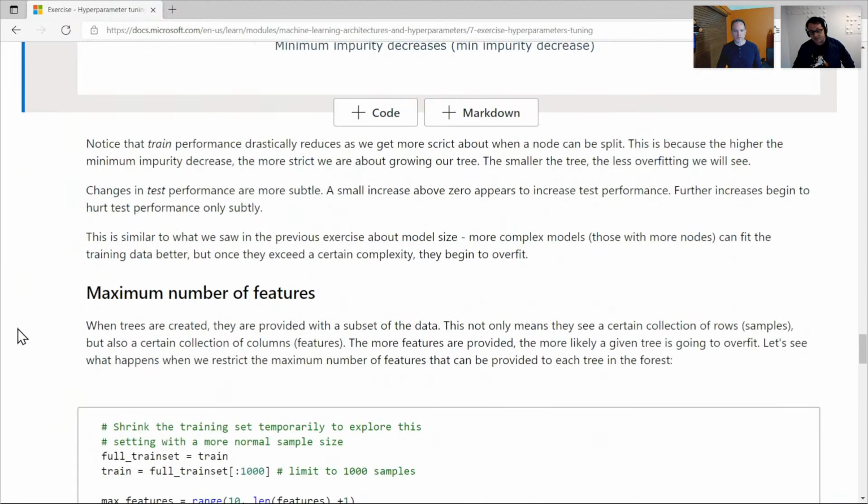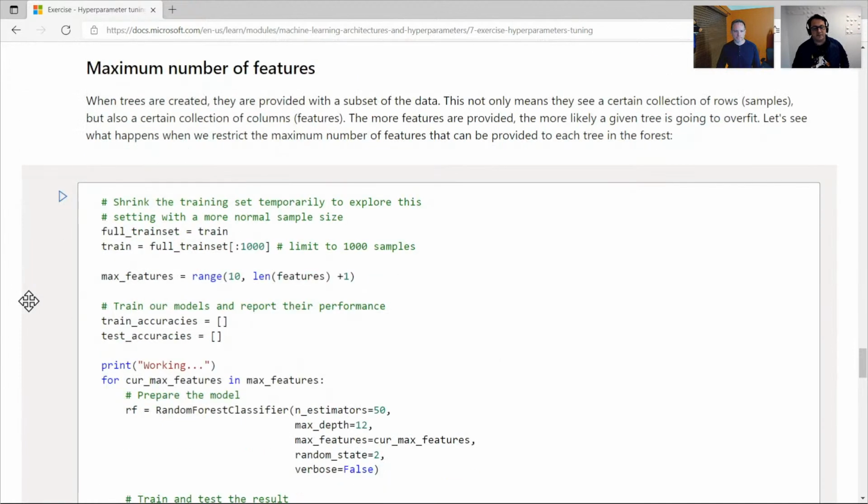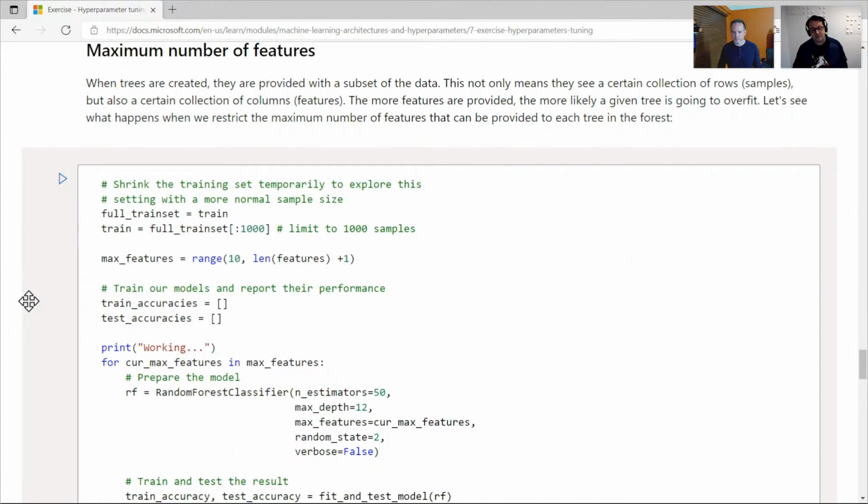Okay, and the other aspect is the maximum number of features. We lightly touched on that in the previous example, but we've got 53 features going into our data set, and we could essentially limit the number. So here we've got max features, which is a range between 10 and the length of the features plus 1. It's probably not written the best, but it's essentially a range of features that we want to use whenever we test, and what would be the optimal number.